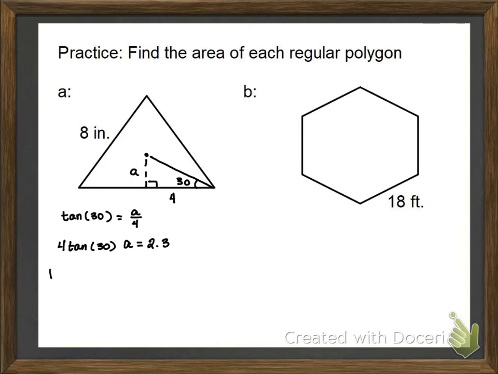Now to find our perimeter, we have 3 sides, so 8 times 3 is 24. So let's plug in our apothem and our perimeter. 2.3 times 24 divided by 2, we get an area of 27.6.